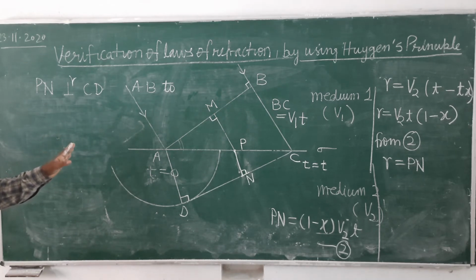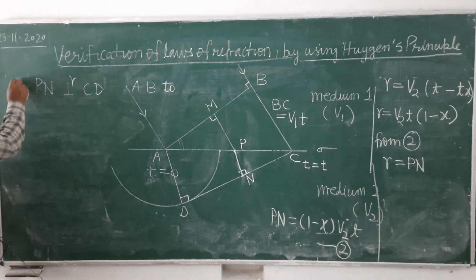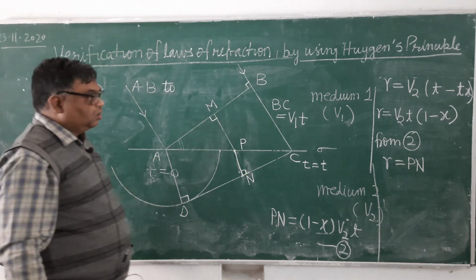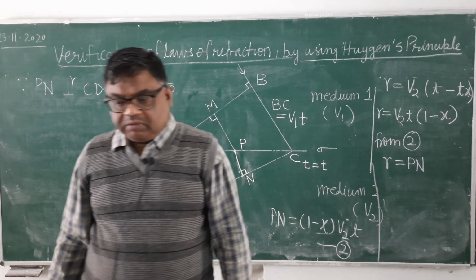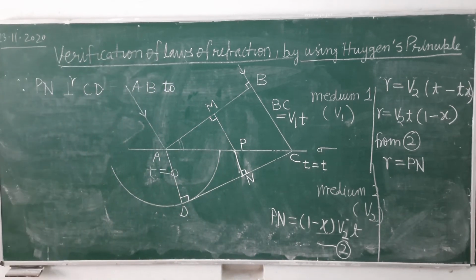What is the condition of tangency? What should the angle be? 90 degrees. So since Pn is perpendicular to CD, the secondary waves emitted from P will touch the CD at time t.